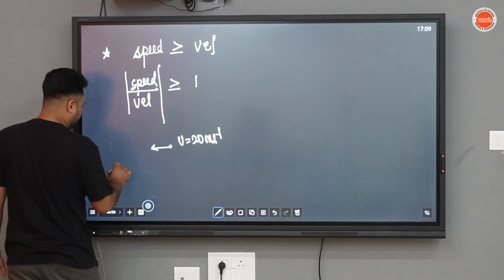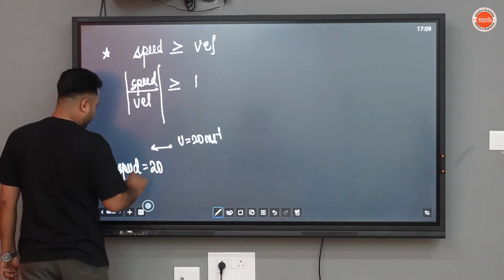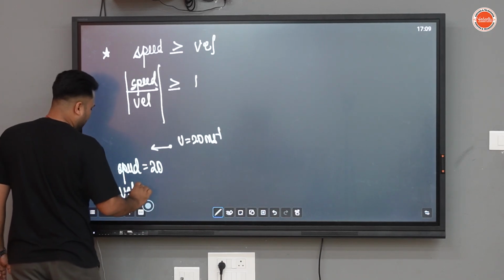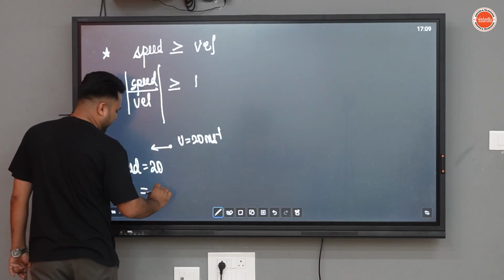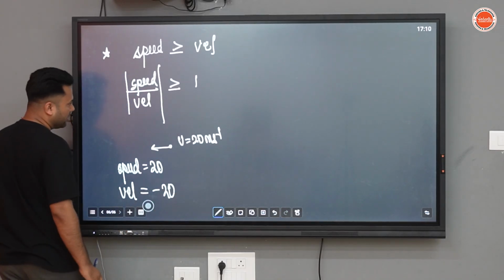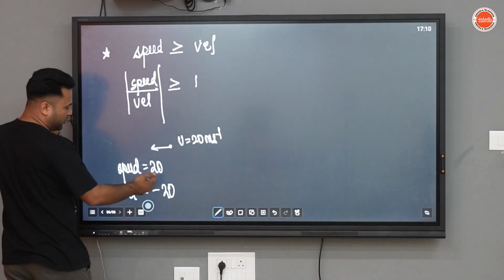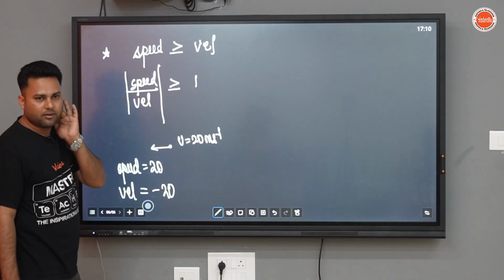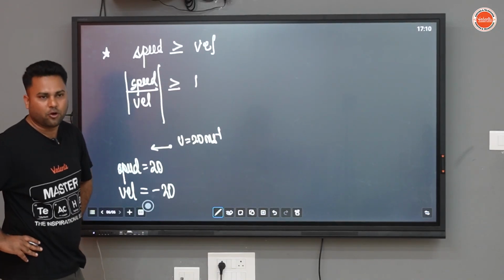Now what will happen? Now you will write, okay sir, speed 20, velocity also 20, but it is moving in this direction, so you will write -20. Now you will say, sir, if I take the ratio speed by velocity, so 20 by -20 is -1, but here I have written greater than or equal to 1, so this will be wrong, na?